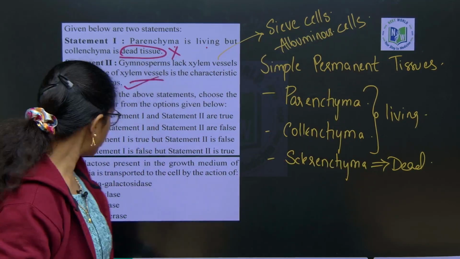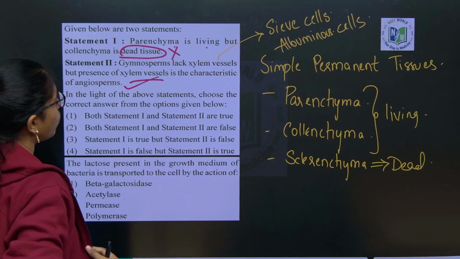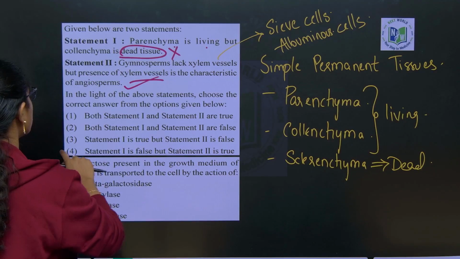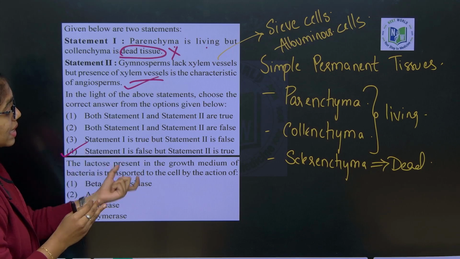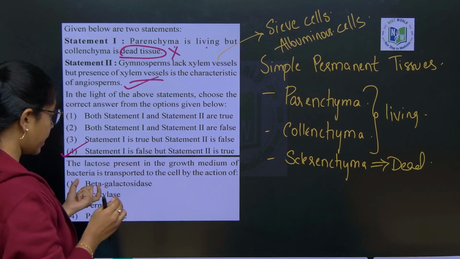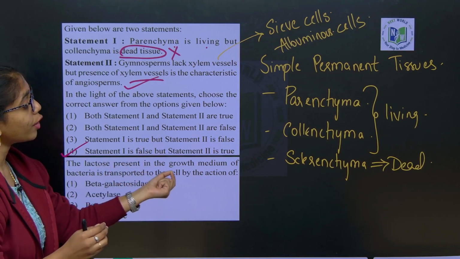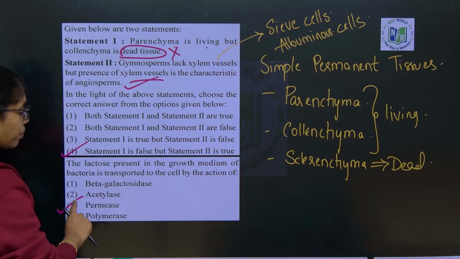Clear, beta? Understood? So now here statement 1 is wrong and 2 is true. Option 4 is the correct answer. Next, the lactose present in the growth medium of bacteria is transported to the cell by the action of permease.